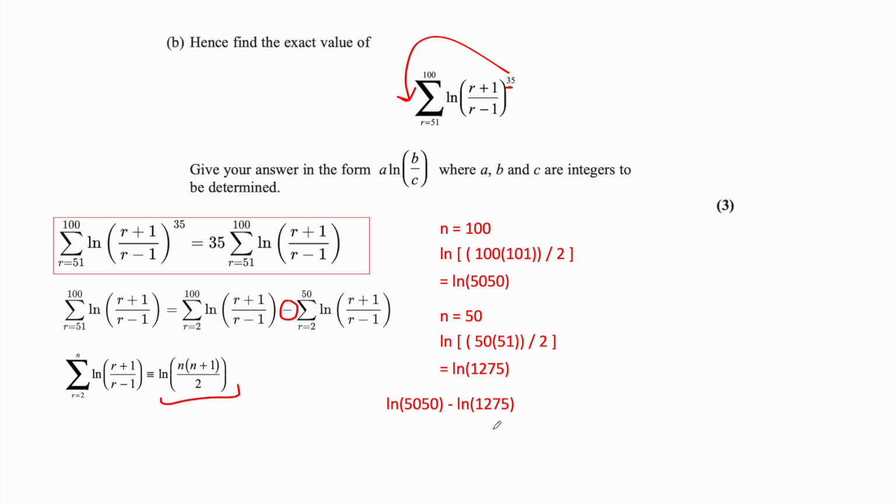Using our laws of logarithms from earlier, we know that this will just be ln 5050 over 1275. But not to forget, we've got 35 in the front. So we also need to multiply this by 35 on this side, which is also where you see the a come in at the front. And then we can also simplify this fraction, which gives us 35 ln 202 over 51.